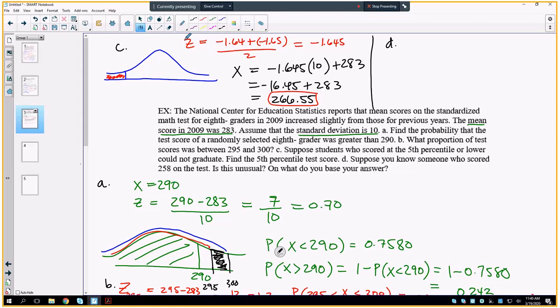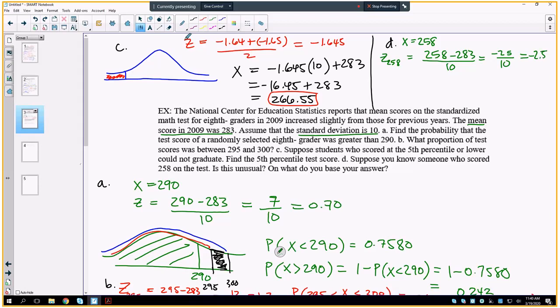So my x is 258. I need to convert that to a z. So this is z corresponding to 258. Should be x minus the mean over the standard deviation. And that is 258 minus 283 over 10, which is minus 2.5.